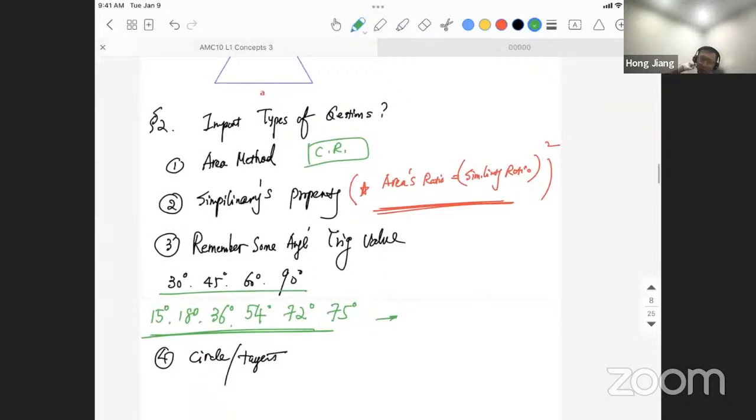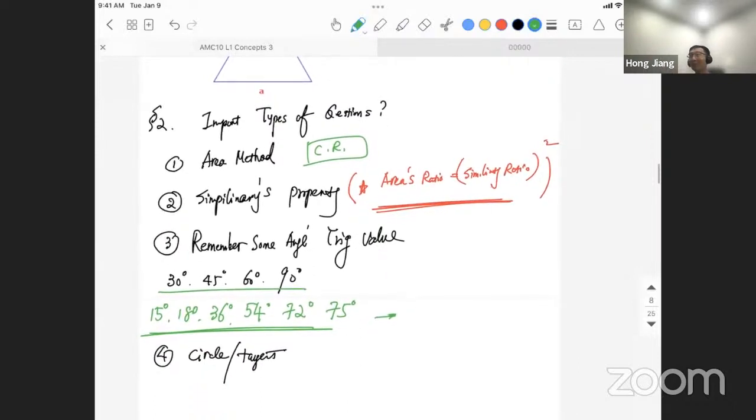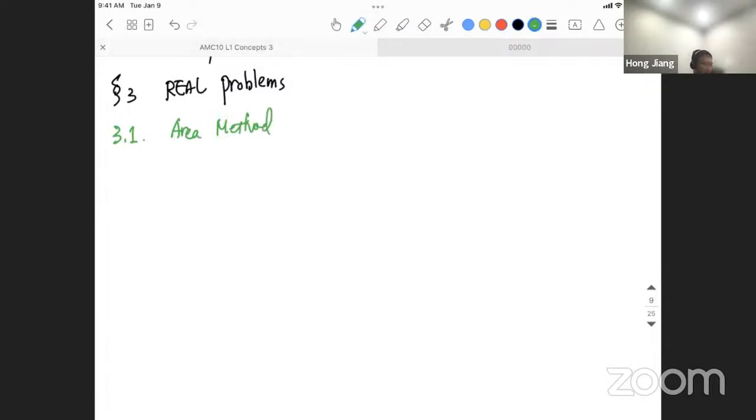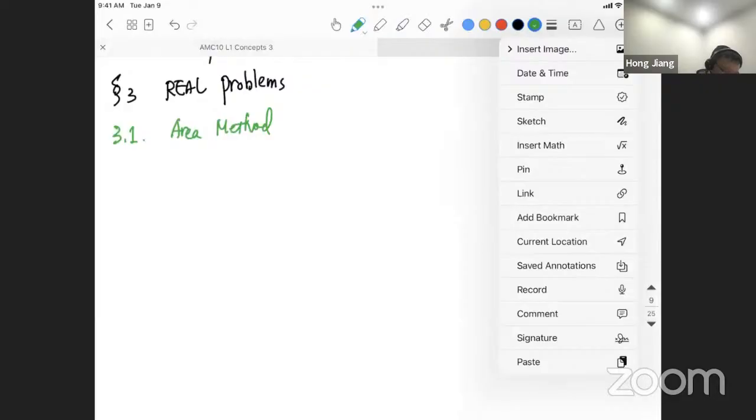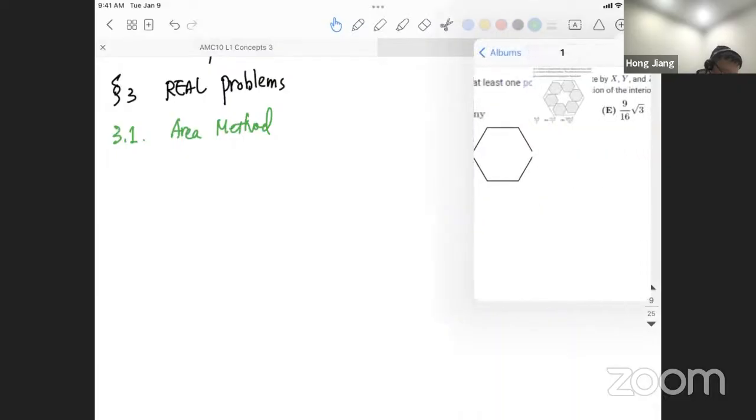If all good, we can go to our section 3. Let's go to some real problems. How are we going to deal with these real problems? Let's go to our question. Like I said, there are 4 major categories. Let's start with the first category, area. How we determine the area: sometimes using the definition, sometimes using some fancier things, but we'll see. So let's go for our first problem.